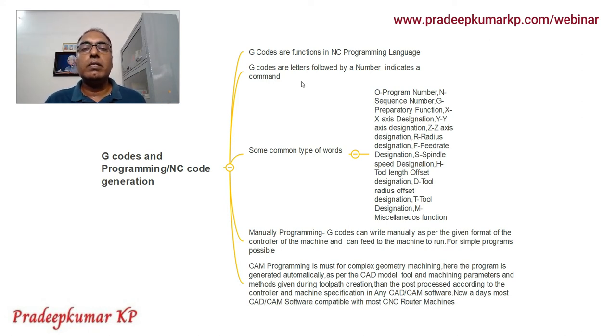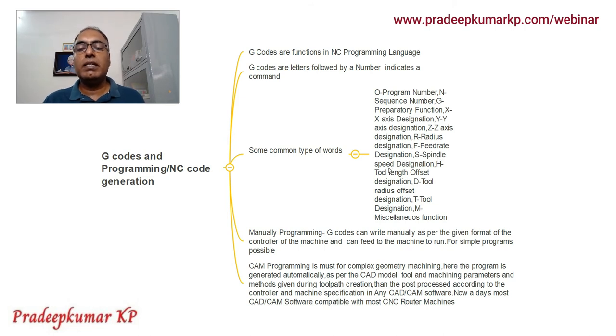We have some preparatory codes, and when one is followed by a number, it gives the right kind of command. If it is X 100, it means the tool has to move in the X direction 100 units, whether mm or inch, according to the program. Some of the typical words are O for the program number, N for sequence number, G for preparatory function, X for x-axis designation, Y for y-axis, how much it has to move in the y-axis, Z for z designation, and radius designation, how much radius, and how much feed rate, F.